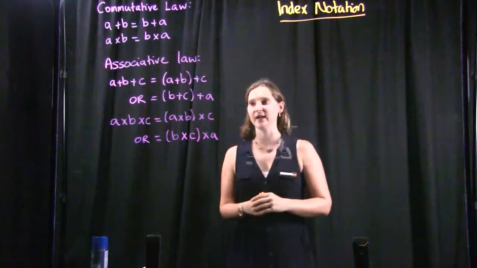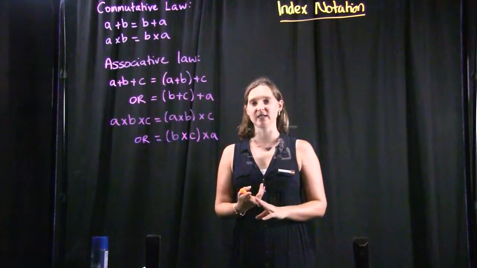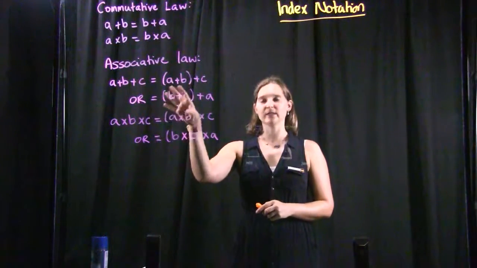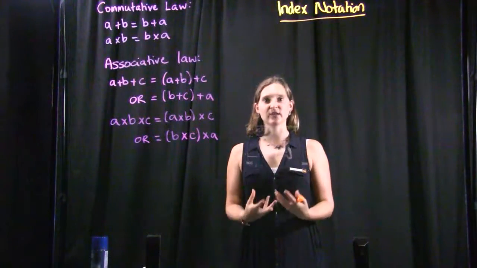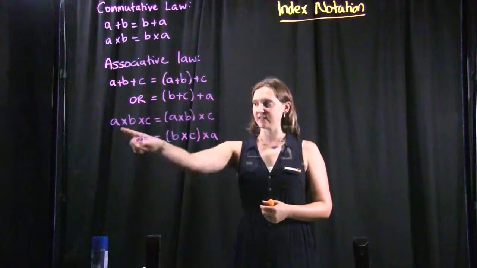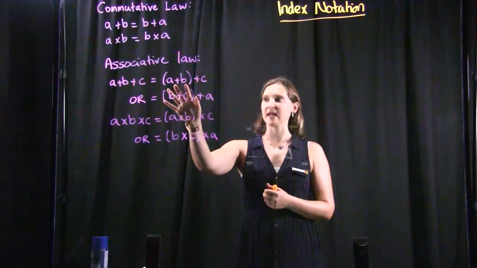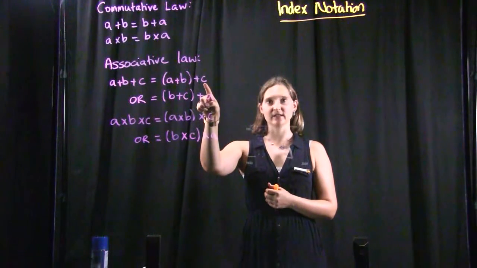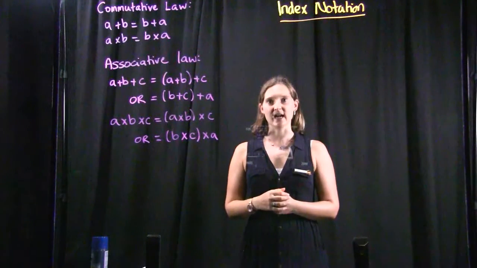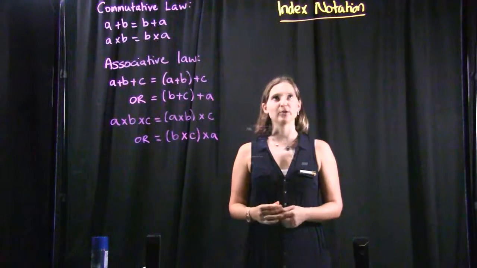The associative law then is very similar in that it also only works for addition and multiplication and not subtraction or division. And this is where we can group different numbers together as a mental strategy to make calculations easier. So if you had a string of numbers that were added or multiplied together, you could group those numbers. So here we've grouped A and B and added the result of that to C. Here we've grouped B and C and added the result of that to A. So again, this is a mental strategy to make calculations seem simpler and more approachable.